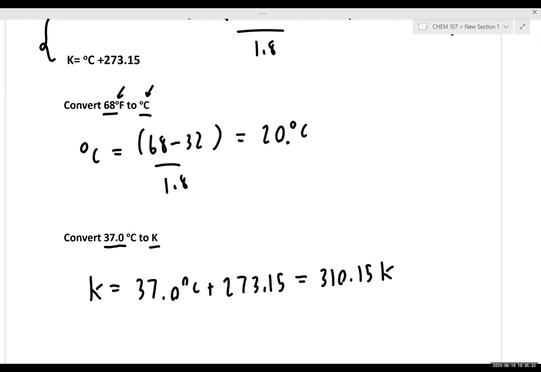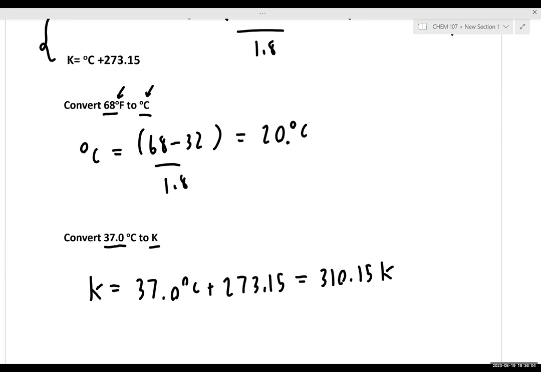Does this make sense to everyone? Any questions? Yes. Professor, the book said that it's 273 flat. Yes, the 273.15 is more accurate, but if you just do plus 273, that's more than okay. It's the same conversion factor. The book just removed the last two decimal places.